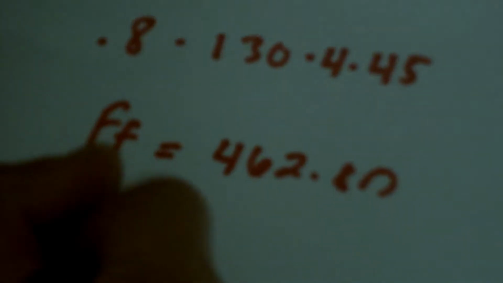To calculate force of friction, use the equation force of friction equals mu times weight. The mu between the asphalt and the wheels is 0.8 times my mass in kilograms, which is 130 times 4.45. My force of friction is going to be 462.8 newtons. For Kaylee's force of friction, it's going to be 0.8 times her mass in kilograms, which is 150 times 4.45. That multiplied together equals 534 newtons. Therefore, I won because I had the least amount of force of friction.